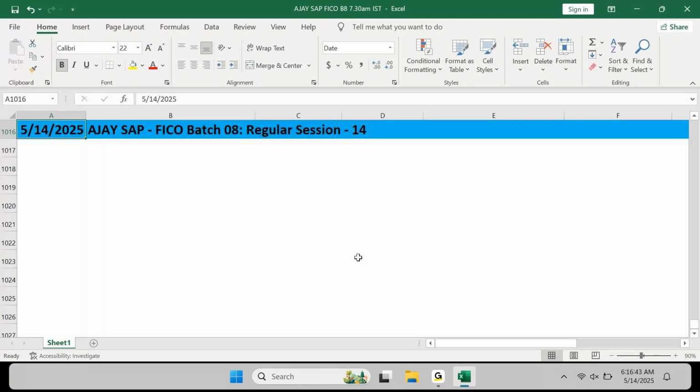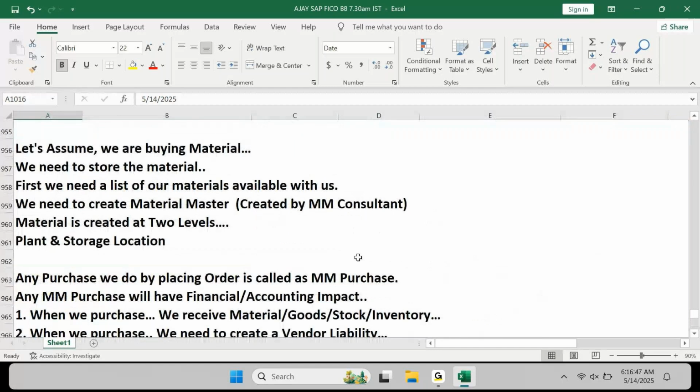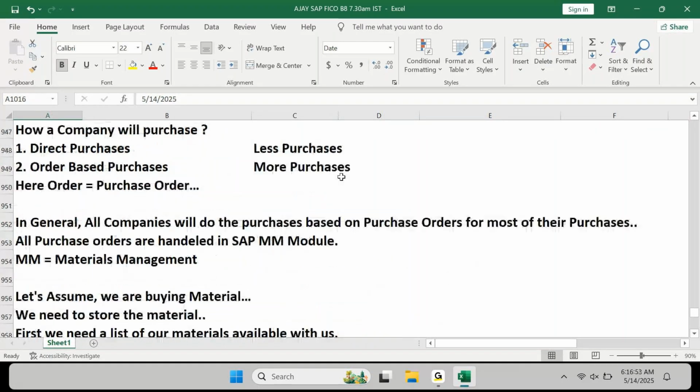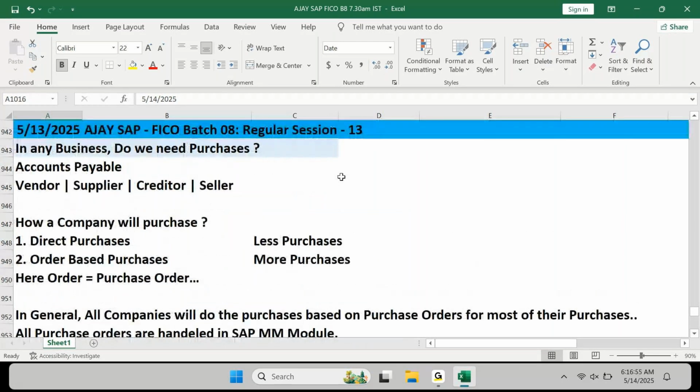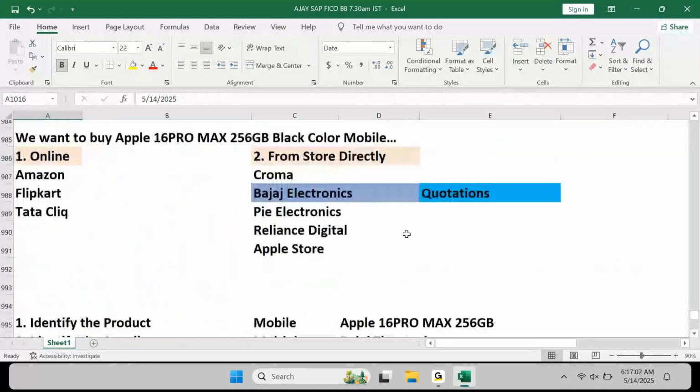In the last session, we were talking about accounts payable or vendor related transactions. Is this clear for everyone? At least the basic idea about AP or accounts payable purchases? Yes, sir, it's clear. Okay, all right.